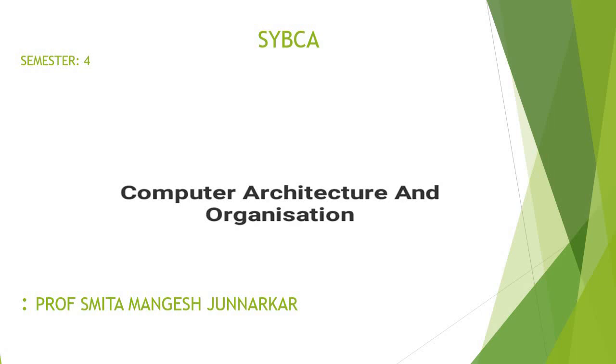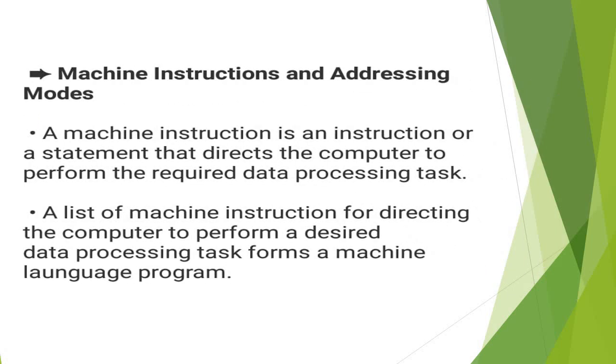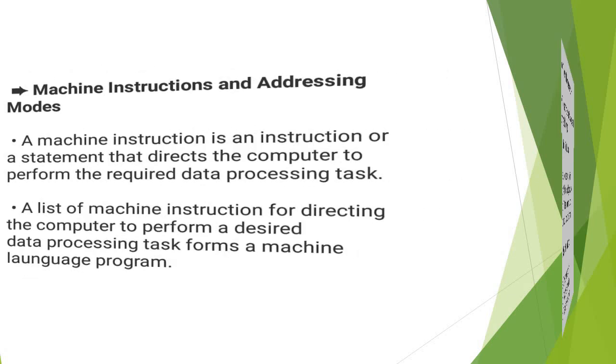Okay, students. Today we will start with the computer architecture and organization topic. Let's start with our section: machine instruction and addressing mode. A machine instruction is an instruction or a statement that directs the computer to perform the required data processing task. It is also called a list of instructions for directing the computer to perform a desired data processing task to form machine language programs.